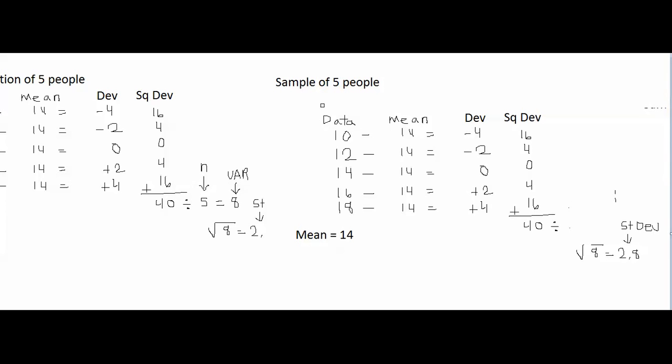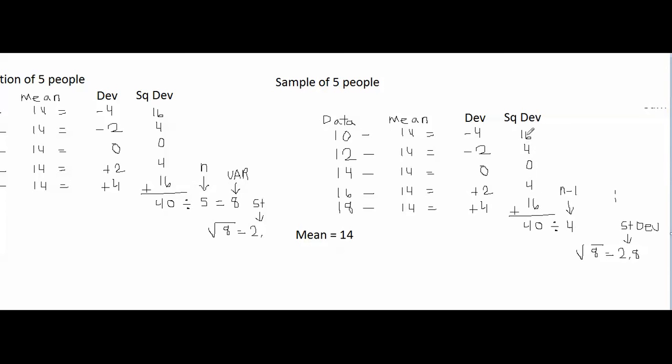Where the difference would come in is the dividing step right here. Instead of dividing by n, which is 5, I divide by 1 less than n. So if there's 5 people, if there's 5 squared deviations, 1, 2, 3, 4, 5, like they are here, instead of dividing by 5, I divide by 1 less than 5. And this number is called n minus 1. So if n is 5, like it is here, n minus 1 is 4.